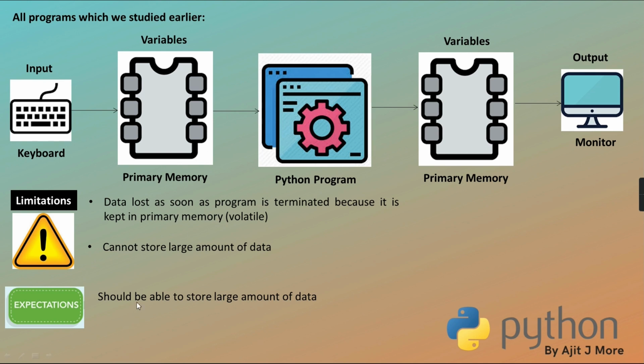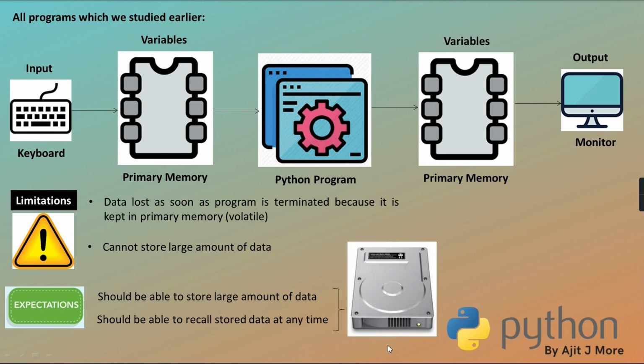Here just remember, our requirement is we should be able to store large amount of data, one thing, and we should be able to recall the data anytime in the future. Getting? So anytime after 1 month, after 1 year, we should be able to recall that data whenever we want. Getting? And this is only possible if we go to secondary storage. Getting? Because on secondary storage the information is kept in some energy form.